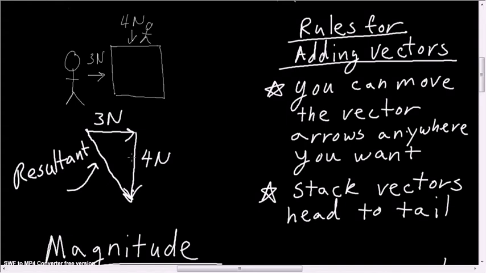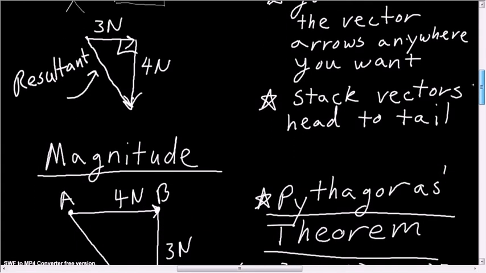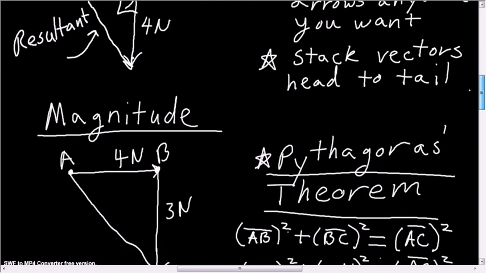And if you'll notice, the resultant is the hypotenuse of a right triangle. So this is a right triangle. And using the properties of right triangles, we can add and subtract the vectors that we have. So whenever you add vectors, stack them head to tail, try to get a right triangle, and calculate the resultant.